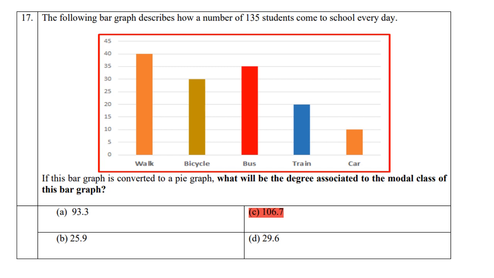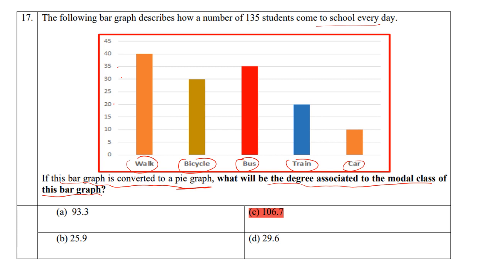Now, the following graph describes how 135 students come to school every day. By walking, 40 of them, by bicycle, 30 of them, bus, 35 of them, by train 25 of them, car is 10. If this bar graph is converted to a pie graph, what will be the degree associated to the modal class of this bar graph?